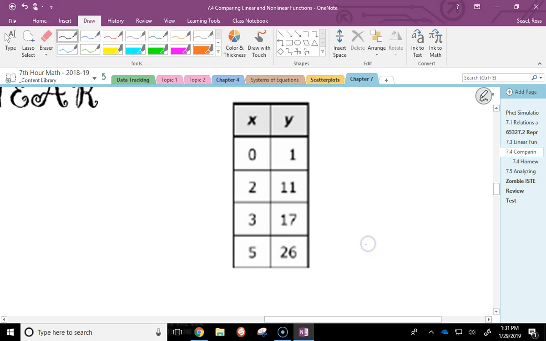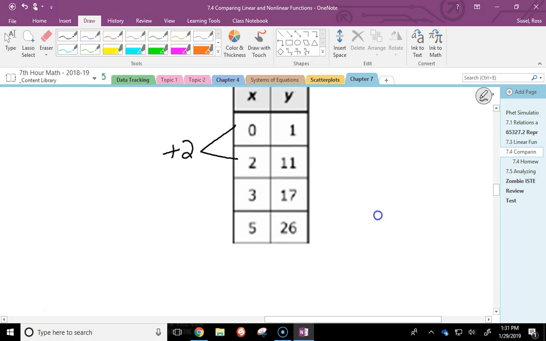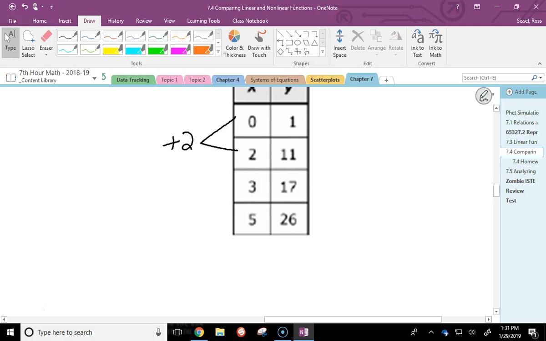So, you look at your input-output table. And I'm going to look at my x and say, x went up by 2. 0 to 2, I increased by 2. I need another point that does the same thing between my x's. Remember, x can be my input. I can choose any numbers I want. So when they did 2 to 3, that was only up 1, so I'm not going to use that because it's not the same constant rate. But from 3 to 5, that is the constant rate.